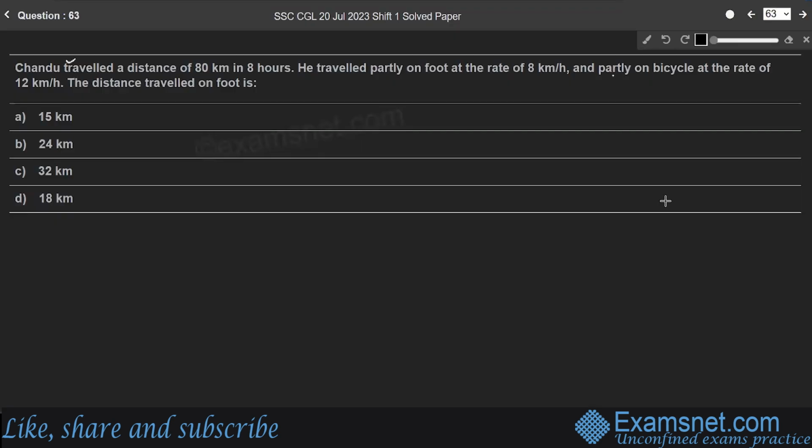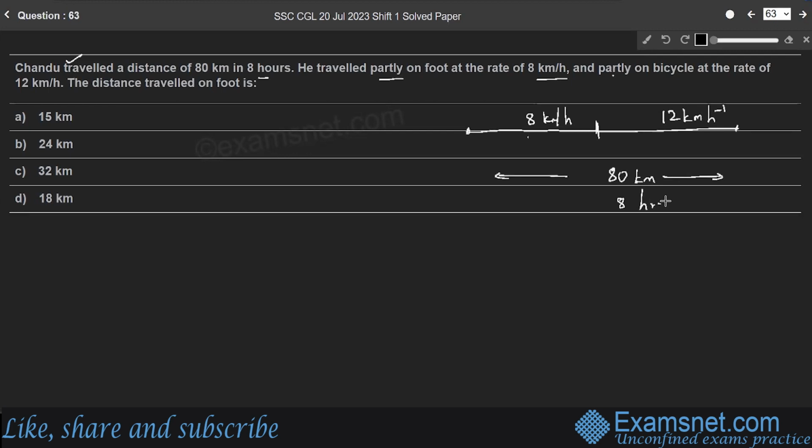Question 63. Chandu traveled a distance of 80 km in 8 hours. He traveled partly on foot at the rate of 8 km per hour and partly on bicycle at the rate of 12 km per hour. The distance traveled on foot is? Let us consider Chandu traveled on foot at 8 km per hour, and the remaining distance on bicycle at 12 km per hour. The total distance is 80 km, traveled in 8 hours.